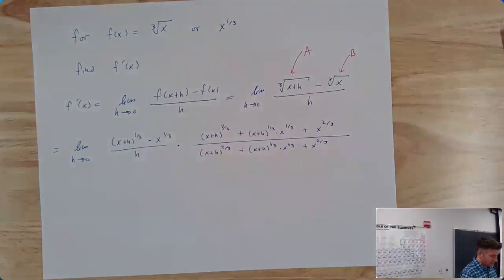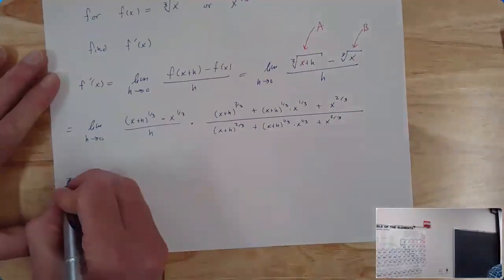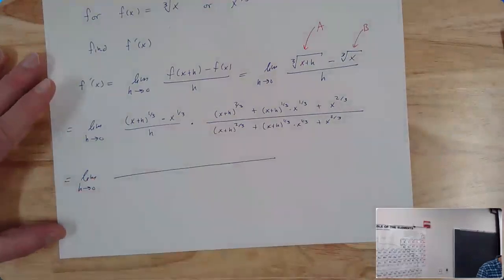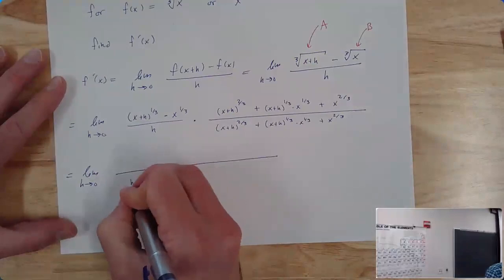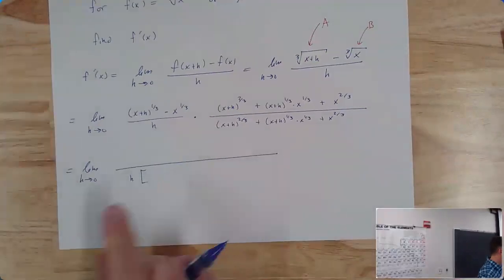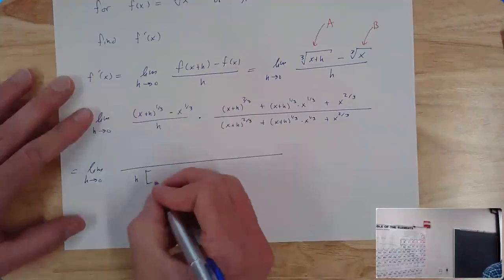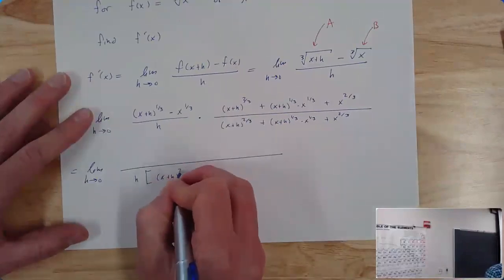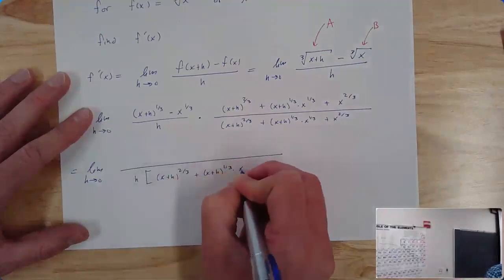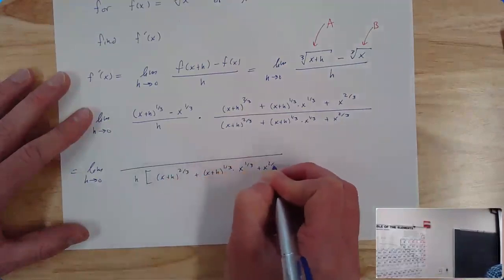Okay. And I guess I will show the work of multiplying it out, even though you should know what happens here. So let's see what happens. On the bottom, we're just going to leave it as is, h times all this stuff, because eventually we're hoping that h cancels out. You don't want to multiply by 3. You're going to cancel that. So you've got x plus h to the 2/3 plus x plus h to the 1/3 times x to the 1/3 plus x to the 2/3.